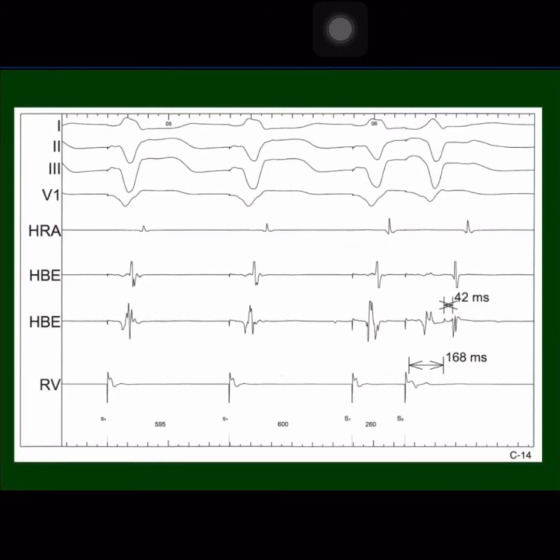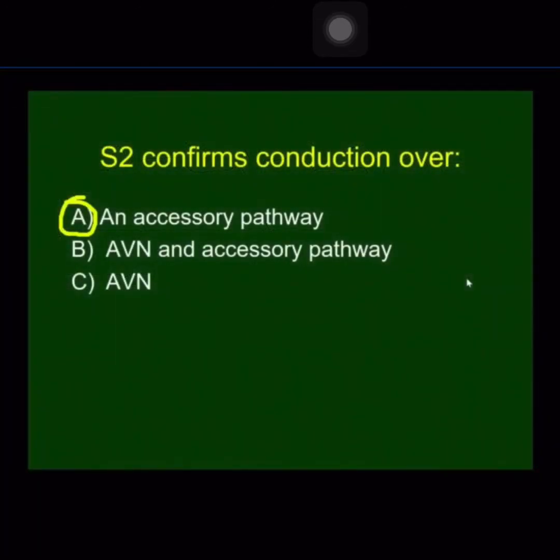So unlike this moving in of the HA, which is not really moving in, it's the His is independent of the A. Now the His and A are married. That's classic retrograde conduction over the AV node. So the answer to this question was S2 conducts only over an accessory pathway.